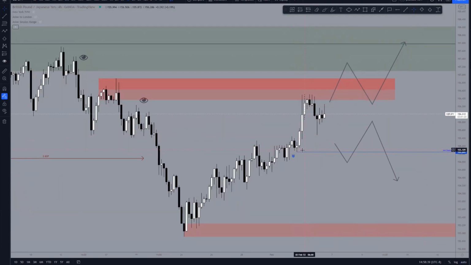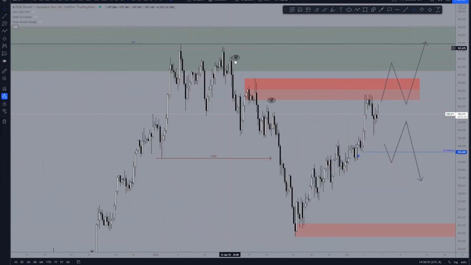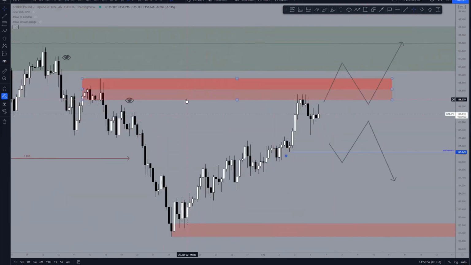I would need to see a break of this H4 demand, indicated by this little gray arrow here, and then a retest relative to after that break of demand. Then I would look for a short position. However, if price moves up to the upside here and breaks past this daily supply, I may look for a retest and continuation up into that higher time frame weekly supply zone because I do tend to lean bullish on GJ, particularly over the past few months, but it's very mixed.